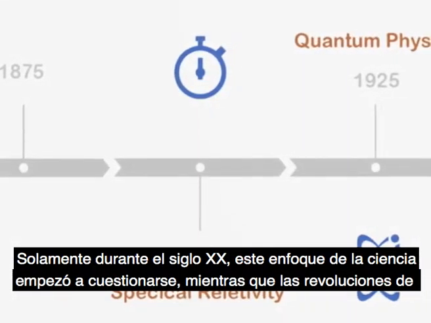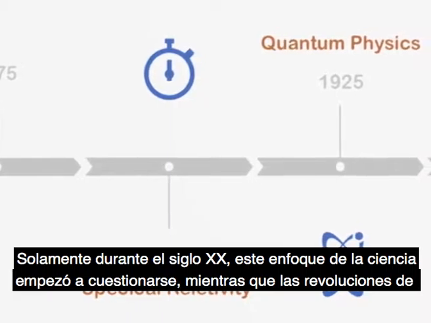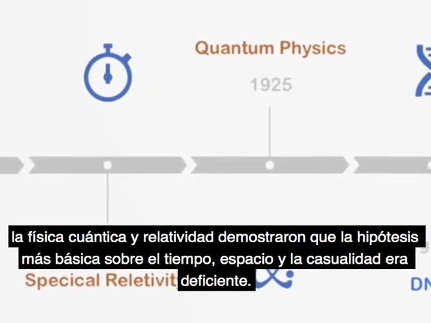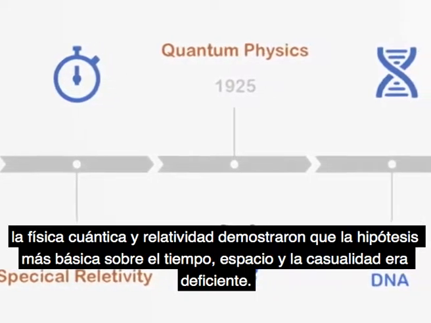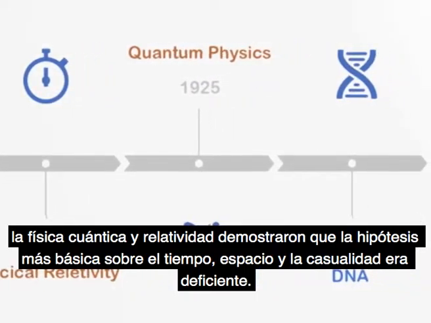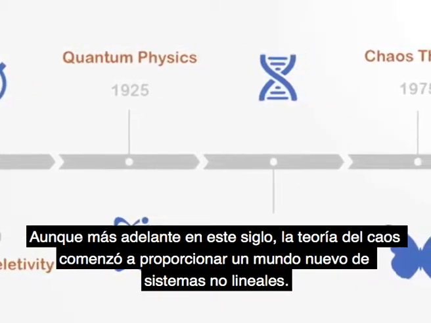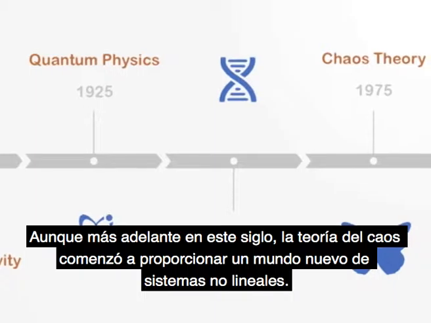It is only during the 20th century that this approach to science began to be called into question, as the revolution of quantum physics and relativity showed some of its basic assumptions about time and space and causality to be in fact flawed, whilst later in the century, chaos theory began to open up a whole new world of nonlinear systems.